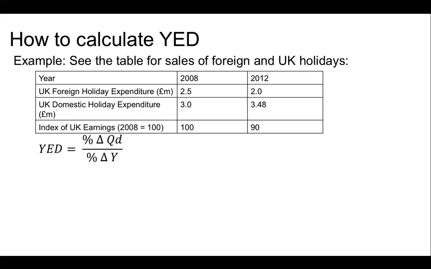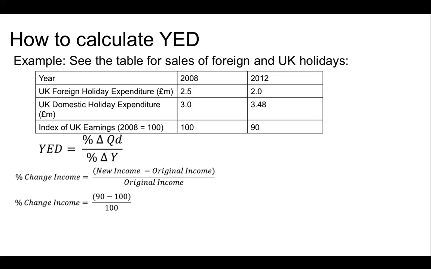So in this case, we'd simply use the formula, percentage change in QD over percentage change in Y, and we'd say that the change in income is the new income minus the original income divided by the original income. In this case, our income was 90 minus the original, which was 100, divided by the original. So we'd see that there was a 10% fall in income. So our percentage change in income is minus 10%.